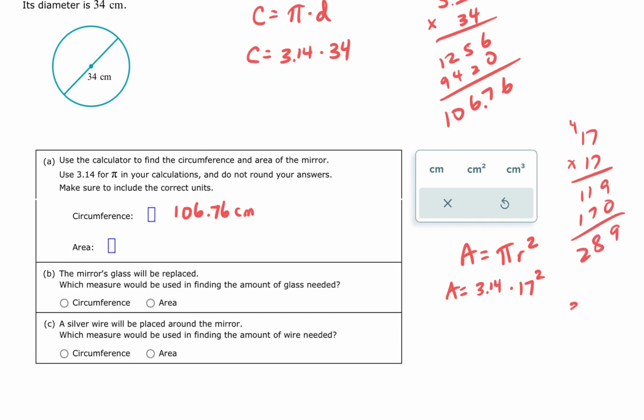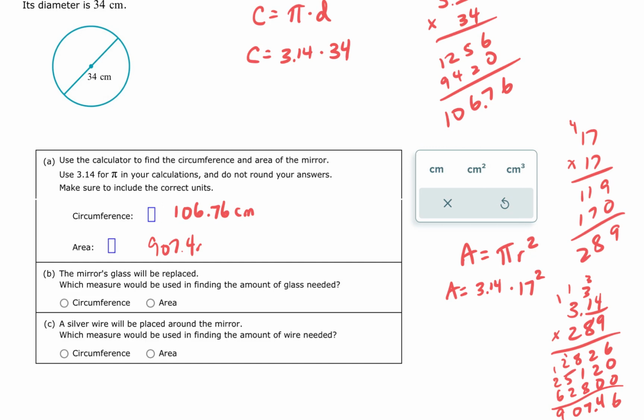Now I need to do pi times 289, and this is where you'll really want to use a calculator if you have one available. 36, 9, 12, 28, 32, 8 and 11, 25. We have 8, 2, 6. Hopefully I'm not making any calculation errors here. It's really easy once you start getting in these more complicated multiplication problems. 5, 6, 7, 8, 9, 10, 6, 7, 8, 9, and two digits. So I have an area of 907.46, and this is square centimeters because it's area.